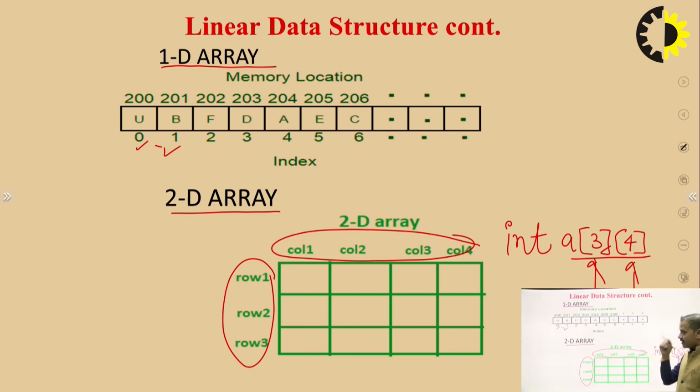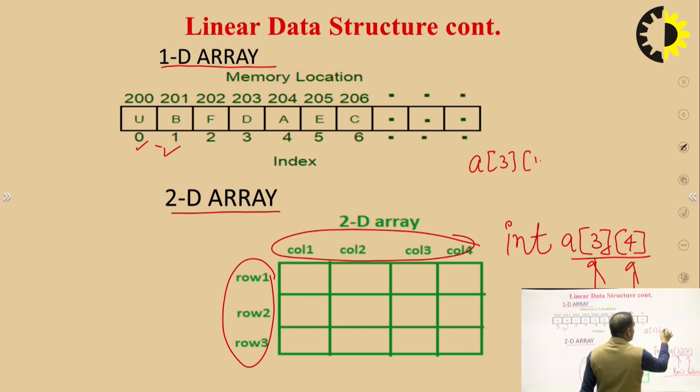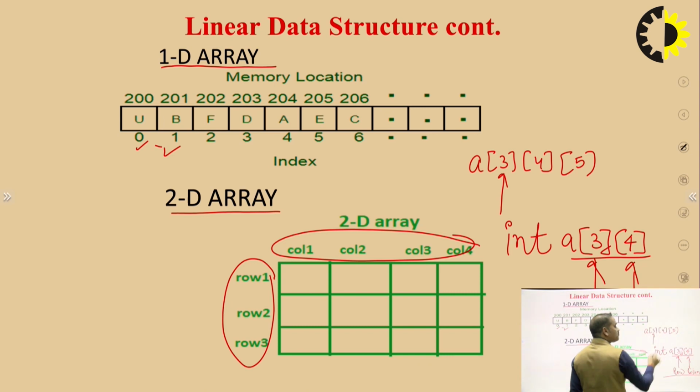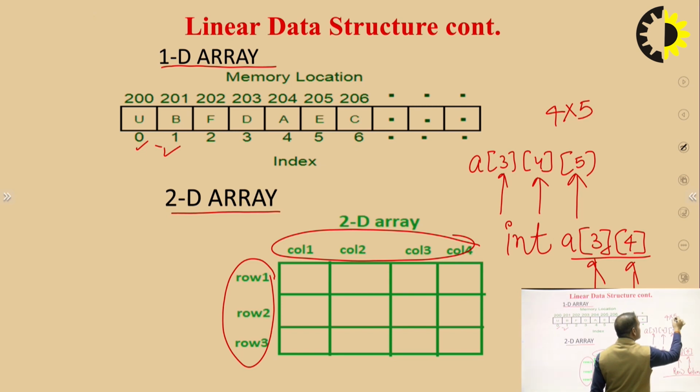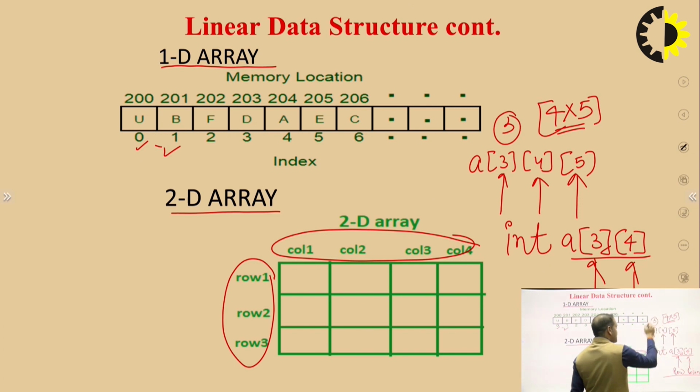This is the 2D. If we want to create a three-dimensional or 3D array, we have to write int a[3][4][5]. That means this is the size of the block, this is the number of rows, and this is the number of columns. That means we create a 4 cross 5 matrix in each of 3 blocks, so each page contains a 4 cross 5 matrix and the number of pages is 3.